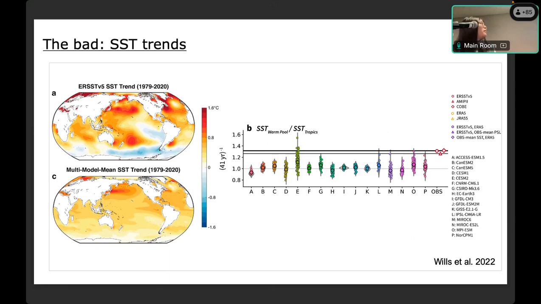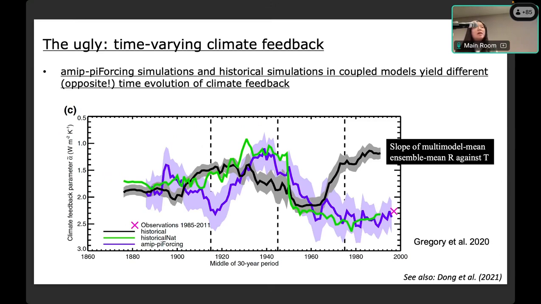But if we go back to this comparison, I want to point out that the black line is the feedback estimate from coupled models. It is the multi-model mean of the ensemble-mean radiation against temperature. So we take the ensemble average at the beginning and then calculate the radiation against temperature, and the gray shading indicates the intermodal spread. Taking the ensemble average at the beginning minimizes the influence of internal variability in the first place, so maybe this is not a like-for-like comparison.